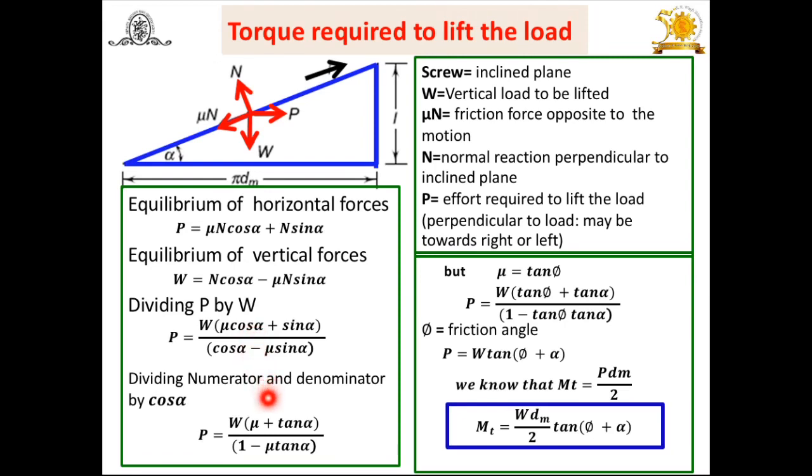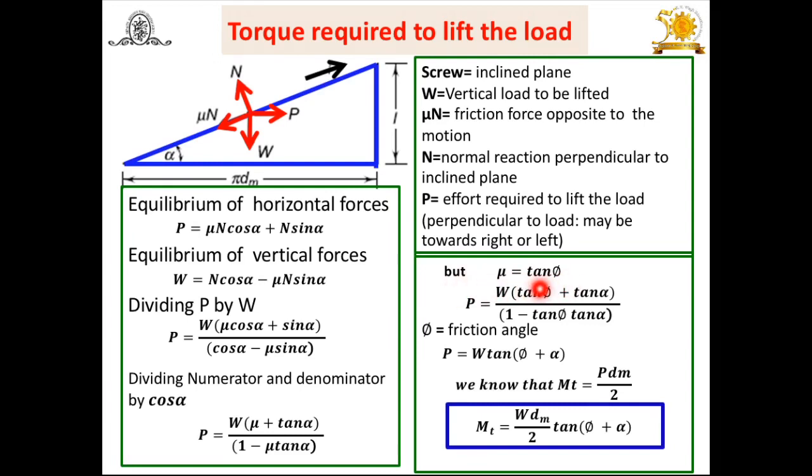Cos alpha cancels out. You will find here mu plus, and sin alpha upon cos becomes tan alpha upon here. What will you get here? Cos alpha by cos means 1 and mu sin alpha by cos means mu tan alpha. So you will get this expression here. Then further, we know that mu is equal to tan phi. Already you studied in friction. The mu is equal to tan phi. Here, what is phi? Phi is the friction angle and mu is the coefficient of friction.